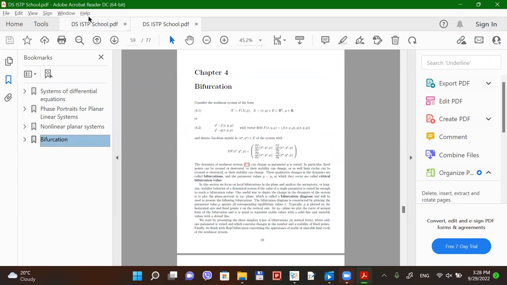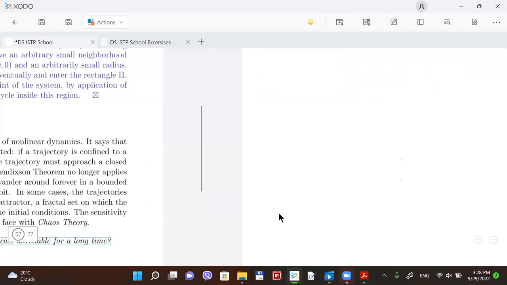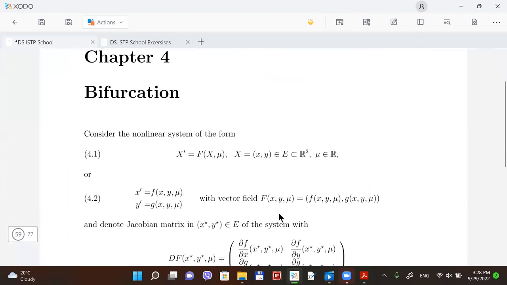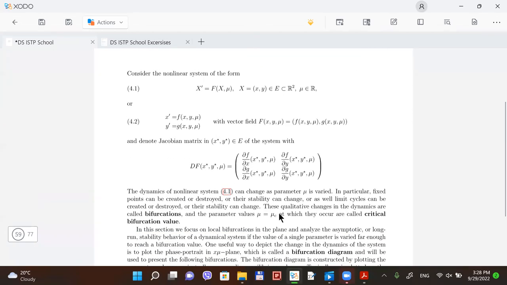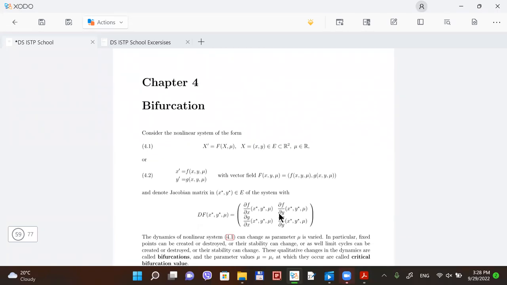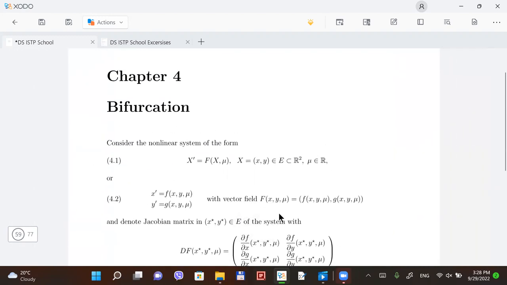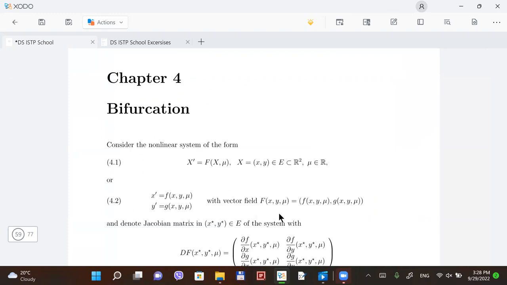There is a microphone. I think that I should unmute. That's the basic idea about what bifurcation is, because in the application, of course, you have the model.